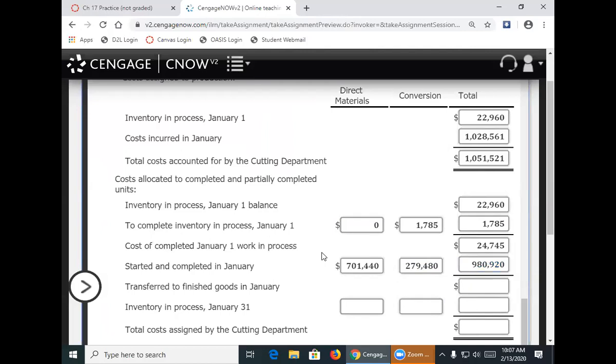We're almost done. We want to calculate what was transferred to finished goods. Well, all of the beginning inventory plus what was started and completed. So I just add those two together, and I have $1,005,665.